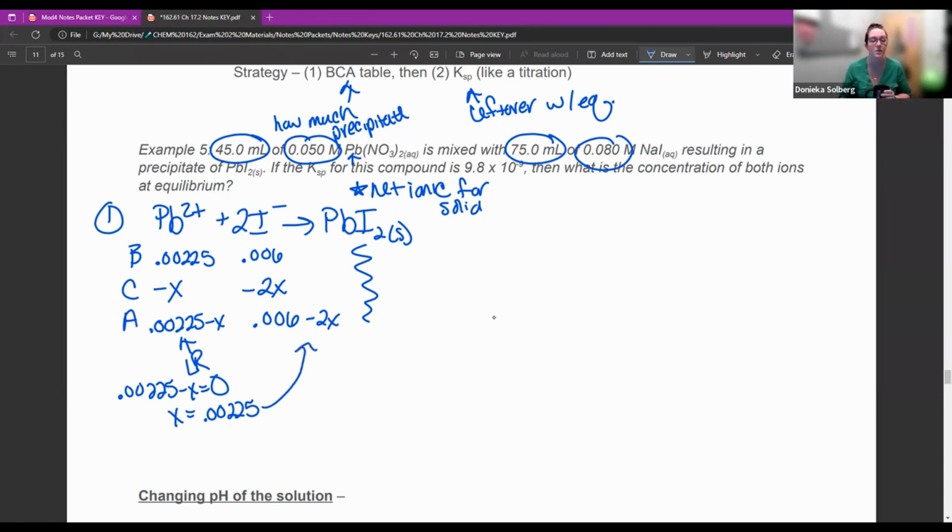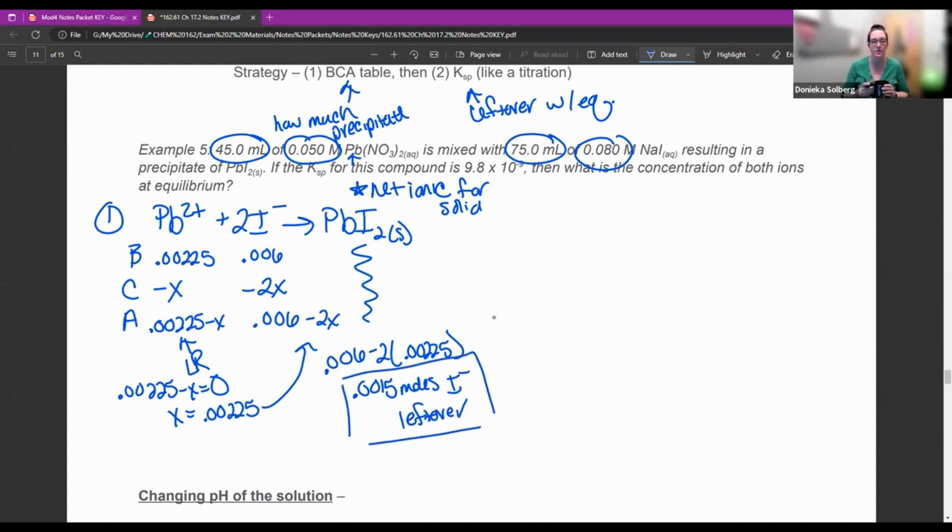So I solve for my x. So I put that back in. So 0.006 minus 2 times 0.00225 means I have 0.0015 moles of iodine left over. Okay, this was the important thing I needed to get from the ICE table, right? All the lead was used to make solid. I made as much solid as I could, and now there's some iodine left over in there.